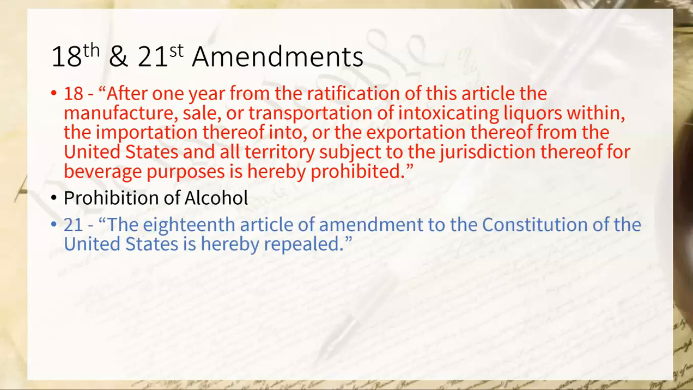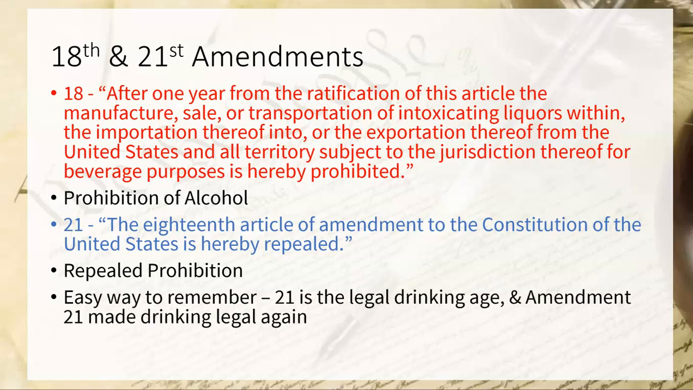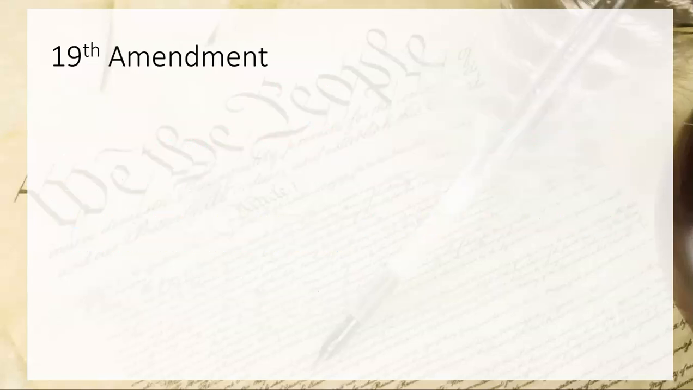All right, the 21st Amendment, skipping ahead a little bit: the 18th article of the Amendment to the Constitution of the United States is hereby repealed. It repealed Prohibition. Now alcohol is legal again as of the 21st Amendment, and an easy way to remember the 21st Amendment is 21 is the legal drinking age, and Amendment 21 made drinking legal again.